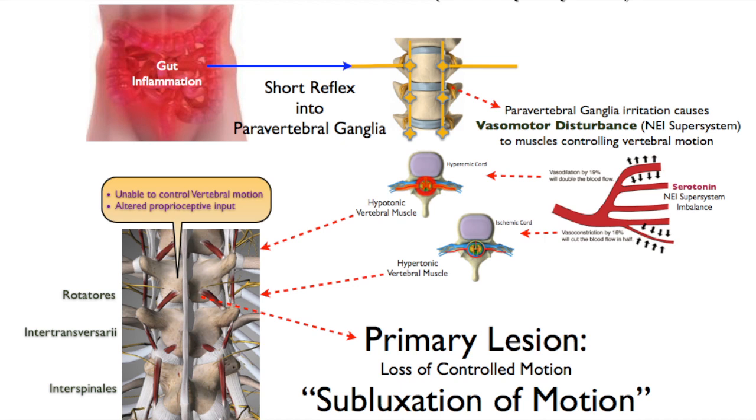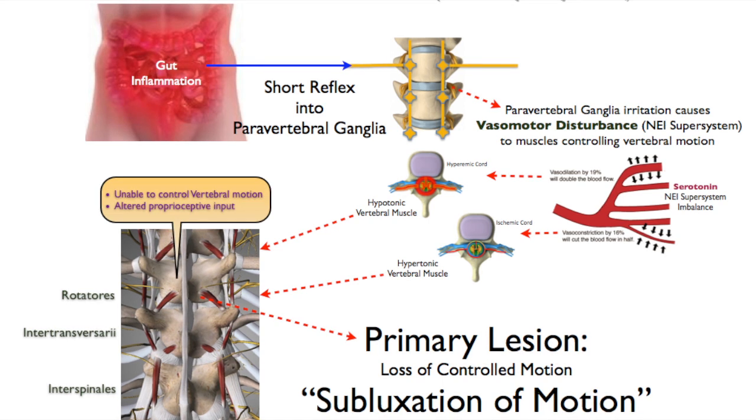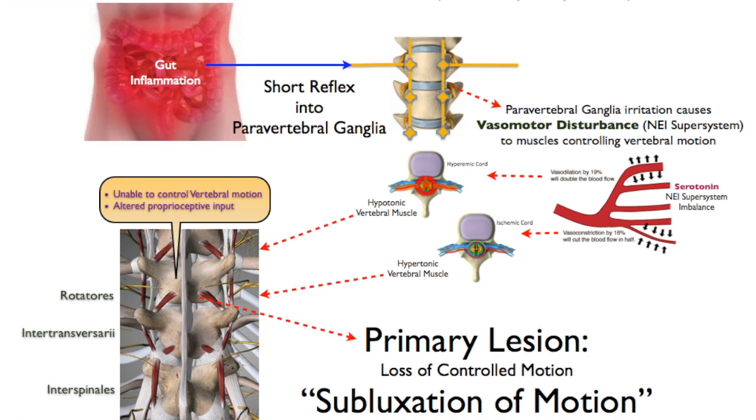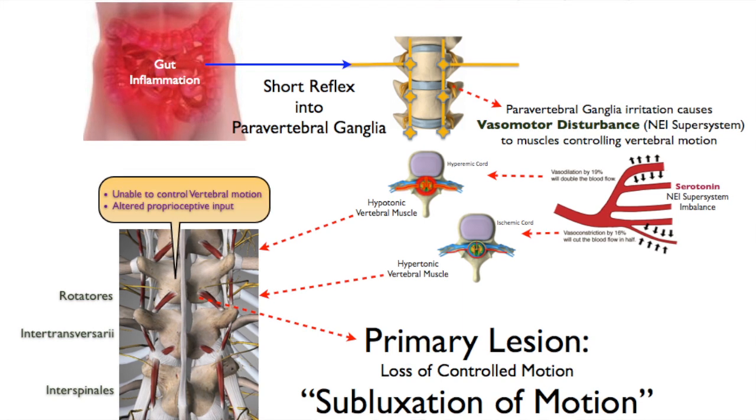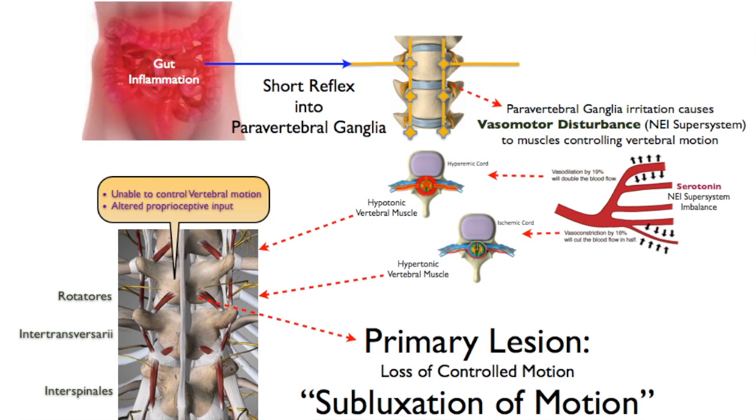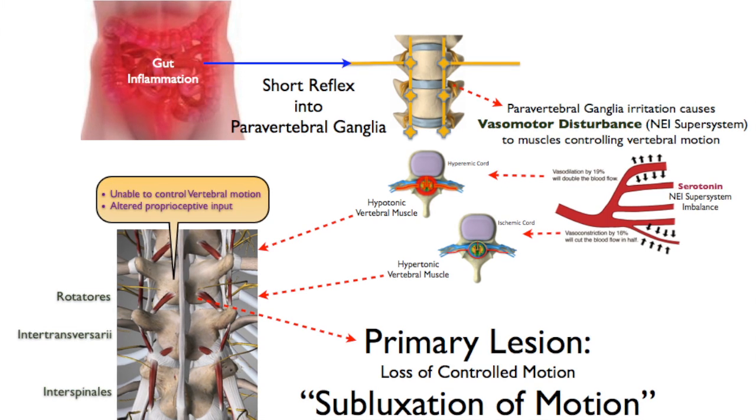Inflammation occurring in the organs induces a short reflex into the paravertebral ganglia. The paravertebral ganglia irritation induces a vasomotor disturbance. This is carried out through the components of the NEI supersystem to the muscles, providing proprioceptive input in controlling the vertebral motion at the level of the vertebra associated with that organ. The vasodilation or vasoconstriction of the blood supply to these muscles induces a hypertonic or hypotonic tone, altering proprioceptive input. This induces a compensatory response above and below the involved vertebral level.